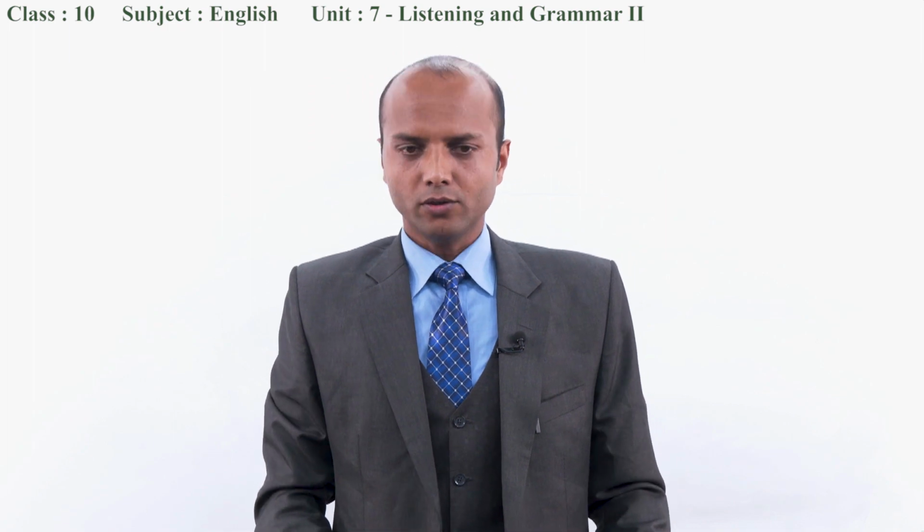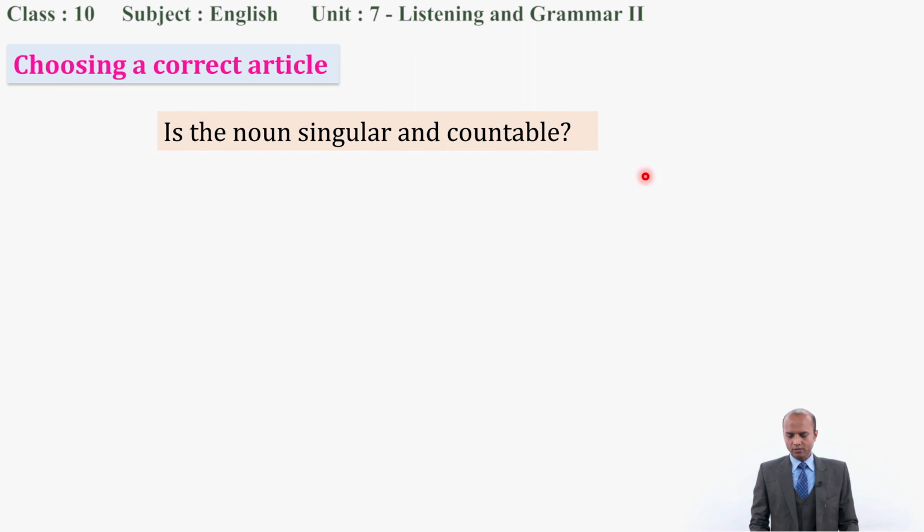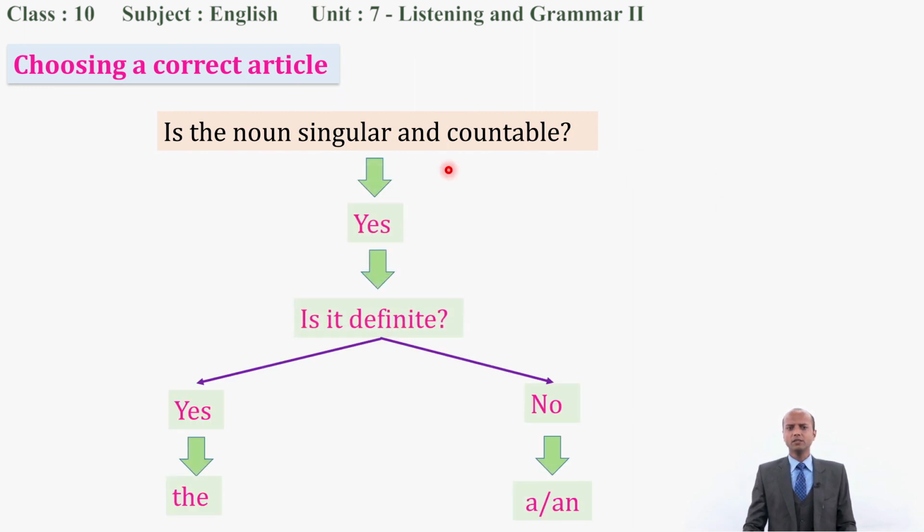Okay, dear students, so let's discuss how we can choose the correct article. So first you have to think about, is the noun singular and countable? If yes, again you have to think about whether it is definite or indefinite. Definite means fixed. Okay, indefinite means they are not fixed. So if the noun is countable, singular and fixed, you have to use the. If the noun is singular, countable and not definite, you have to use A or N.